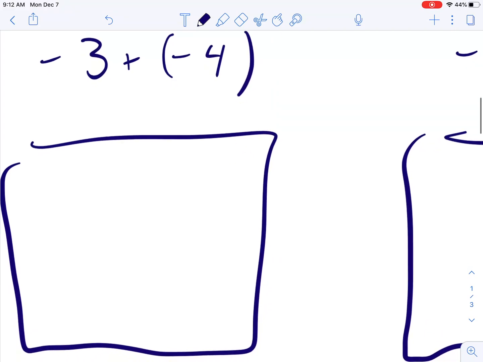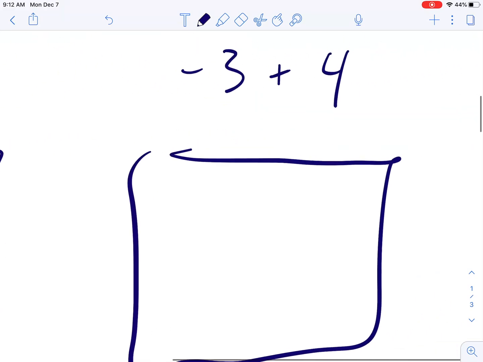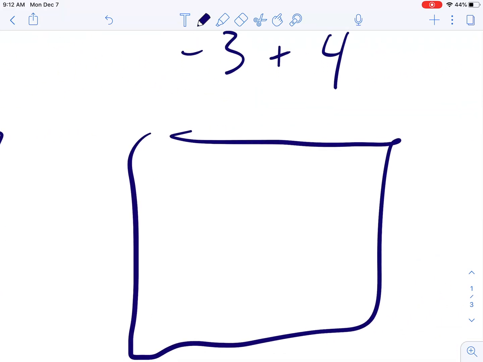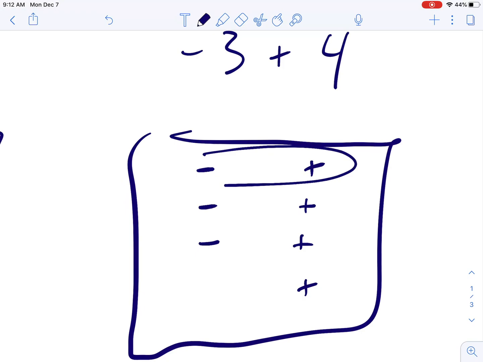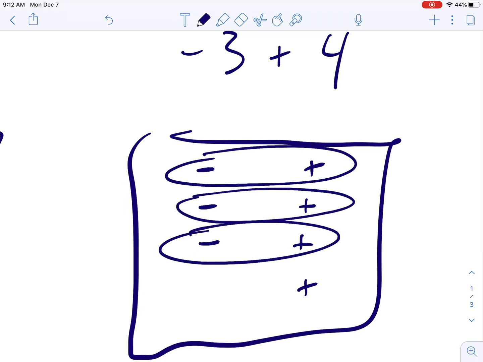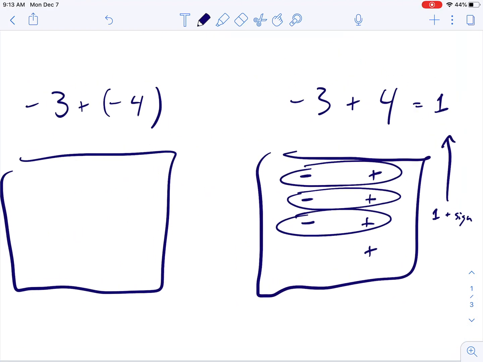So let's try another one. Actually, let's do this one first. -3 plus 4. So we start with 3 negatives, right? 1, 2, 3. And we're adding in 4 positives. 1, 2, 3, 4. And we want to see, are there any zero pairs? So we circle, here's 1, here's 2, here's 3. What's left over? There is 1 plus sign left over. So that means our answer is +1. That's our answer. All right.